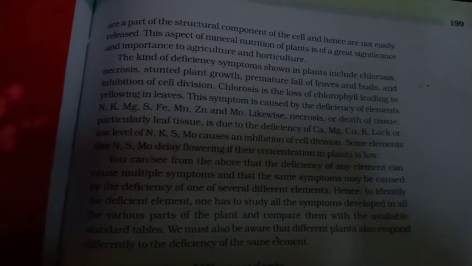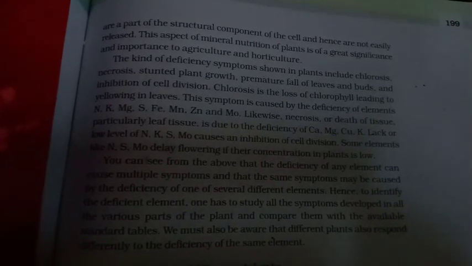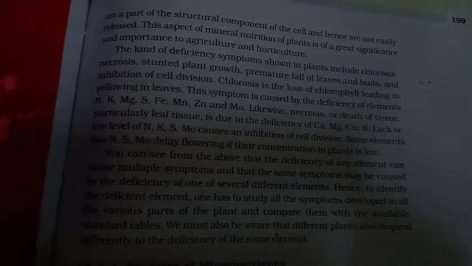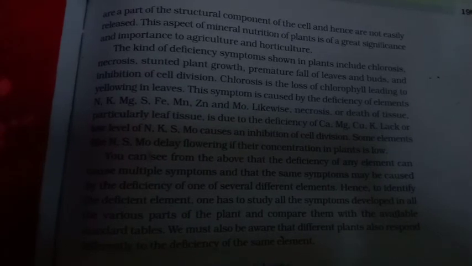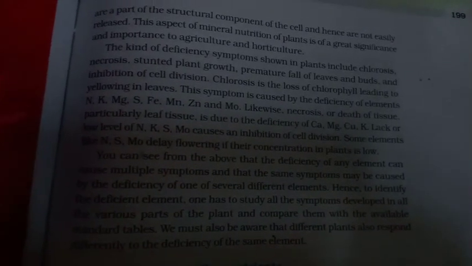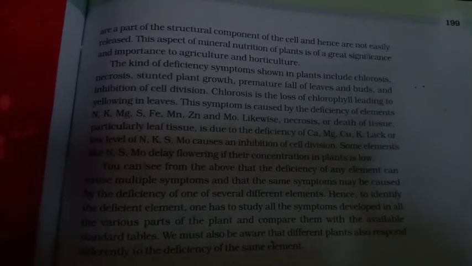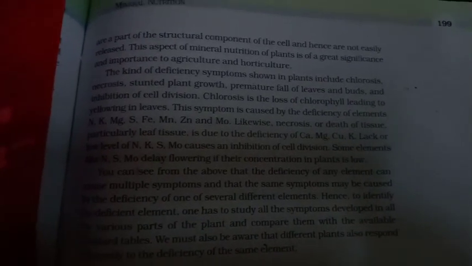Hence, to identify the deficient element, one has to study all the symptoms developed in the various parts of the plants and then compare them with the available standard tables, and we should be aware that different plants also respond differently to the deficiency of the same element.